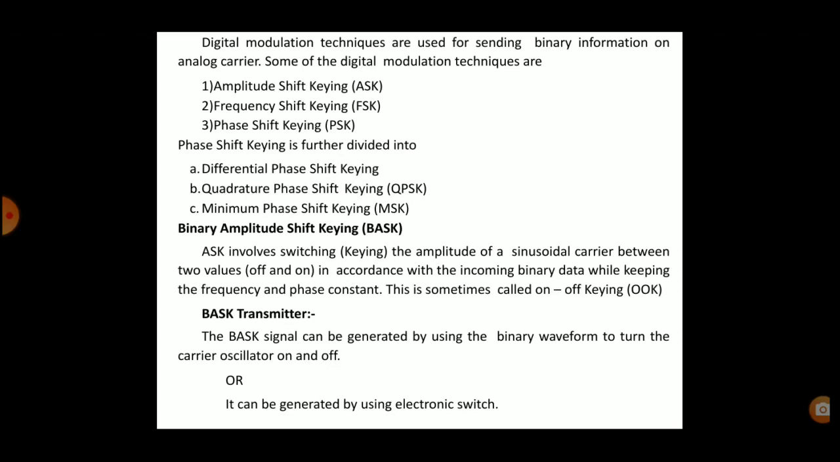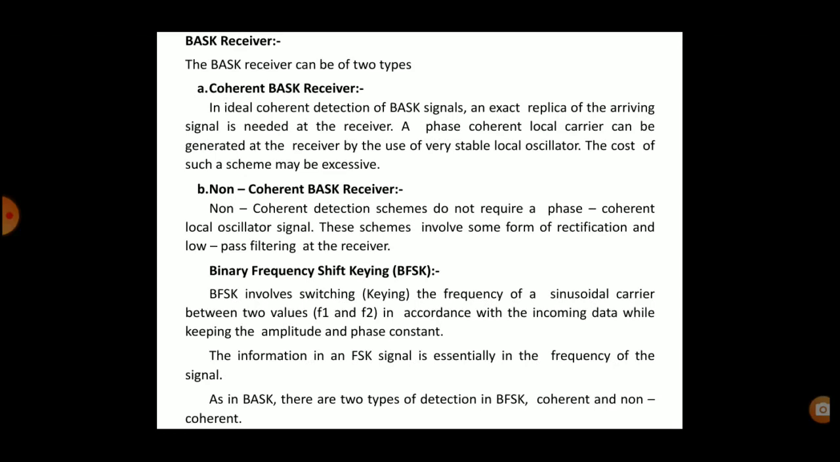Binary amplitude shift keying, BASK. It involves switching, keying, the amplitude of a sinusoidal carrier to values off and on in accordance with the incoming binary data while keeping the frequency and phase constant. This is sometimes called on-off keying. BASK transmitter. A BASK signal can be generated using a binary waveform to turn the oscillator on and off. It can be generated by using an electronic switch.